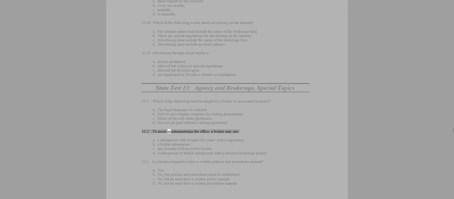13.2 To assist in administering the office, a broker may use: A. A salesperson with at least 2 years active experience. B. A broker salesperson. C. Any licensee with an active license. D. A salesperson or broker salesperson with a business brokerage permit.